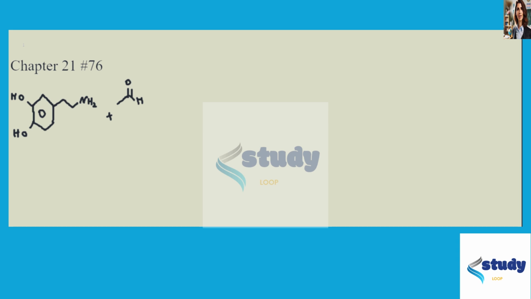This is the answer to Chapter 21, problem number 76 from the Smith Organic Chemistry textbook. This problem talks about salsolinol, which is a compound found in some foods, and in this instance made from dopamine and acetaldehyde in the human body. And so we're asked to draw a stepwise mechanism for the formation of salsolinol from dopamine and acetaldehyde. And so that is going to look like this.